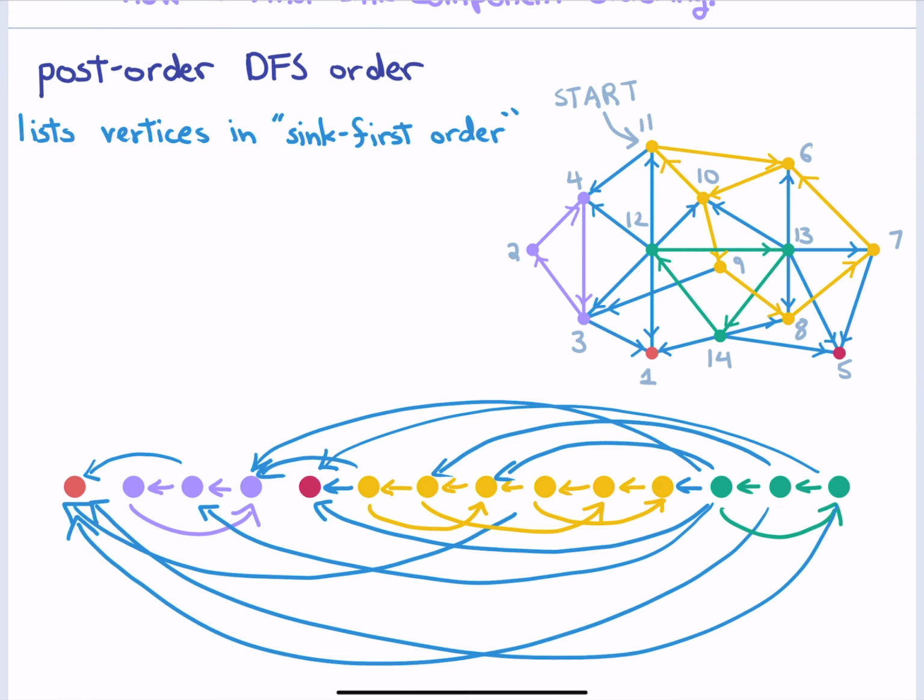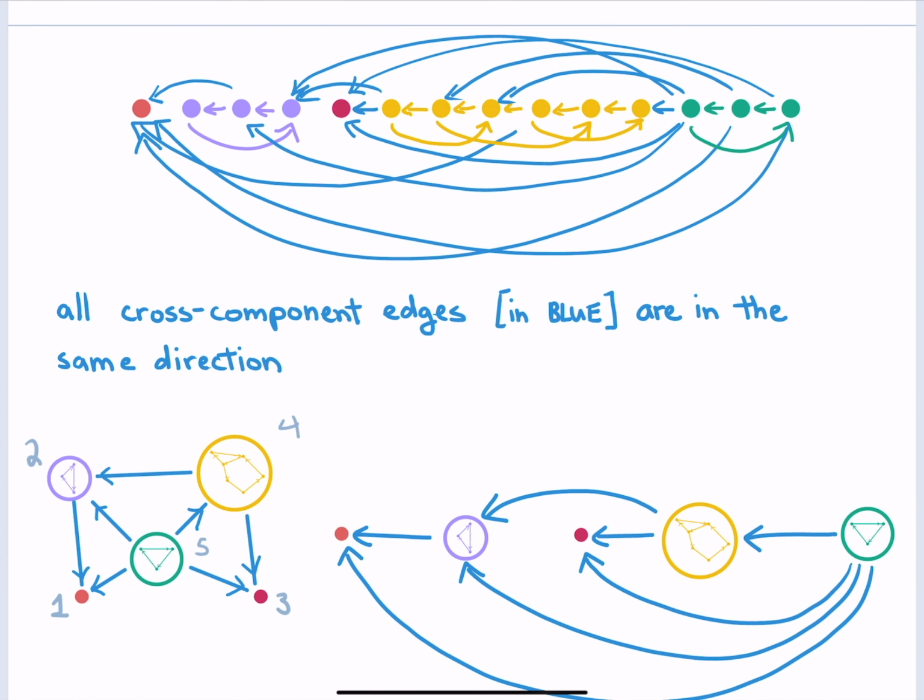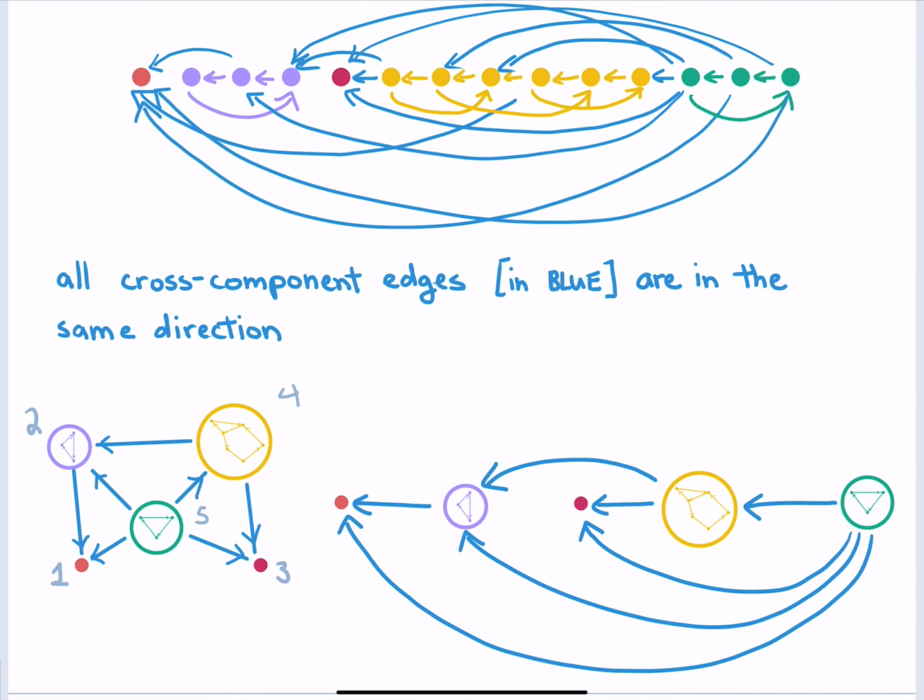So if you look, what will happen is that all the edges that go across colors, across strongly connected components, they're always going from right to left. We only have guarantees on those edges. Okay? So all the cross component edges in blue are in the same direction. Okay, so how are we going to use this nice property? Remember, the goal is to be able to extract vertices from the sink component very quickly.